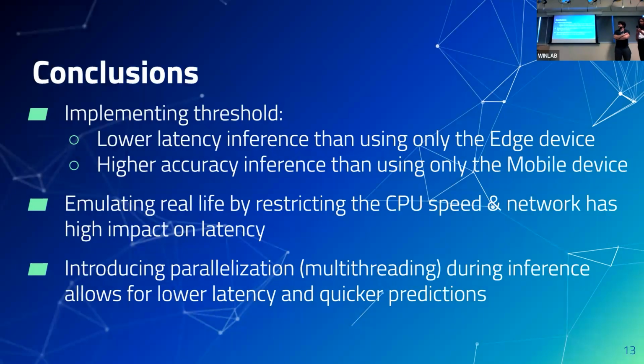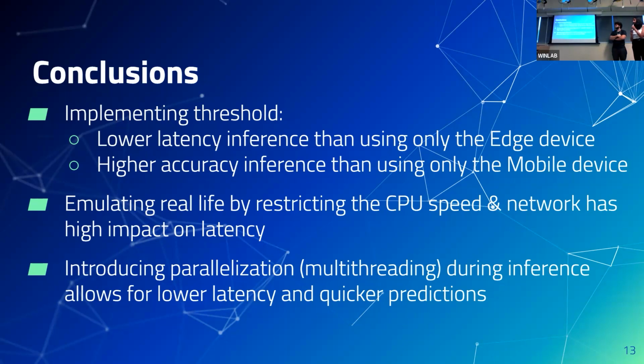Okay, so now we go to the conclusion slide. So what have we learned throughout these experiments, right? First we can talk about how implementing a threshold changes the behavior of the graph. First of all, we realized that implementing a threshold causes lower latency inference than using only an edge device. However, on the other hand, it also gives us a higher accuracy inference than using only the mobile device. So that's where the trade-off comes in between the edge and mobile: lower accuracy versus higher accuracy versus lower latency.